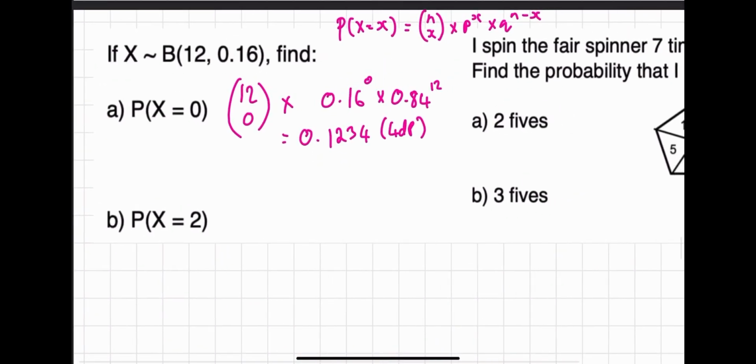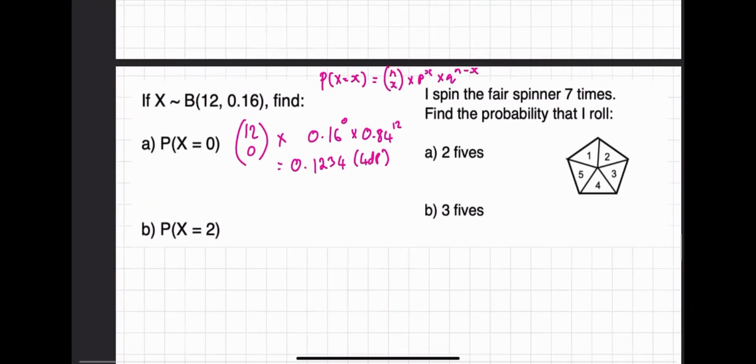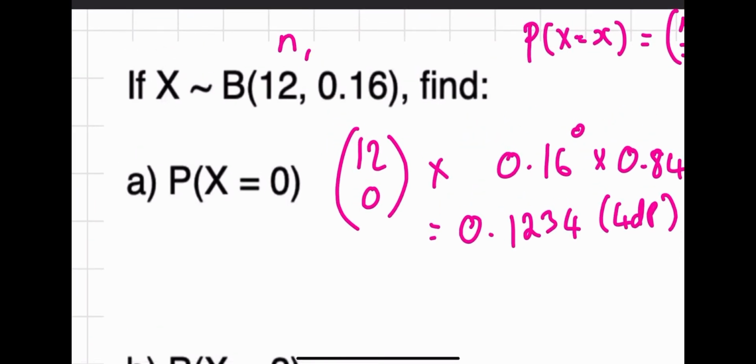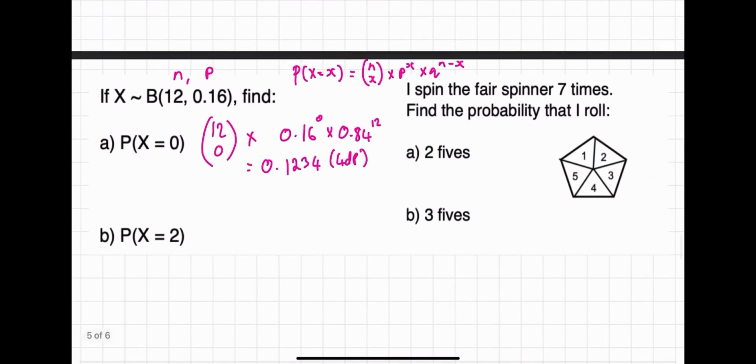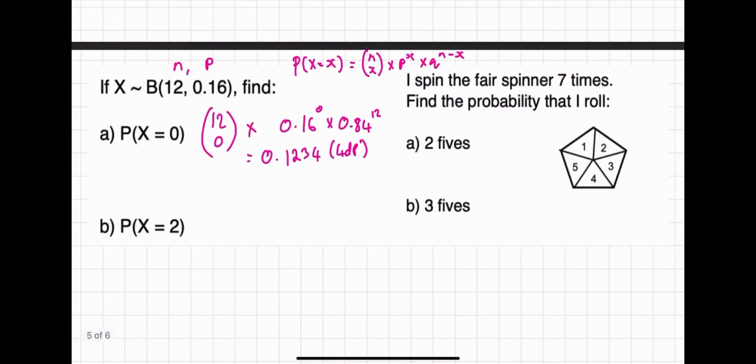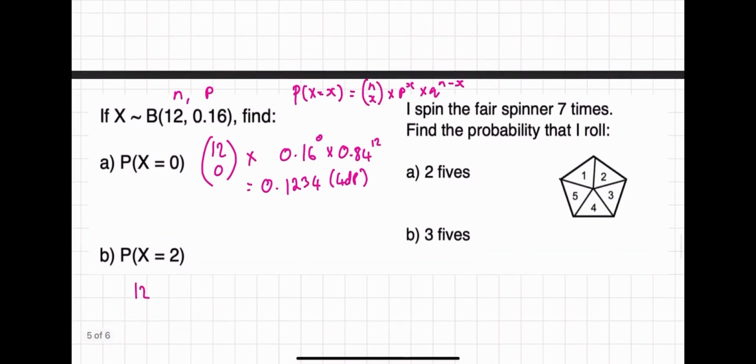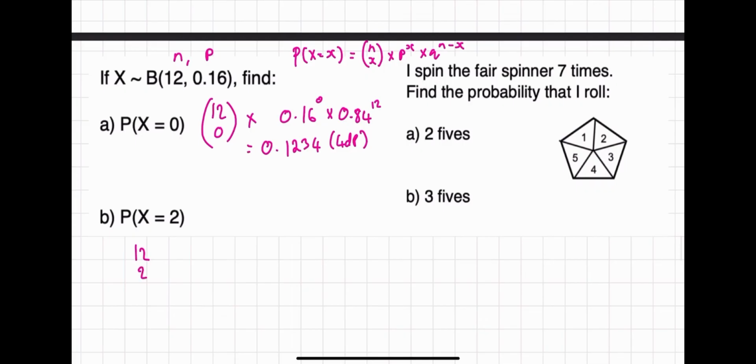Now let's look at part B, the probability that x equals 2. Remembering that this is n and this is our probability of success. So the probability that x equals 2 is 12, because there's 12 trials, choose 2, times the probability of success, 0.16 to the power of x, times 1 minus 0.16, or q, to the power of n take away x. So 12 take away 2 is 10.